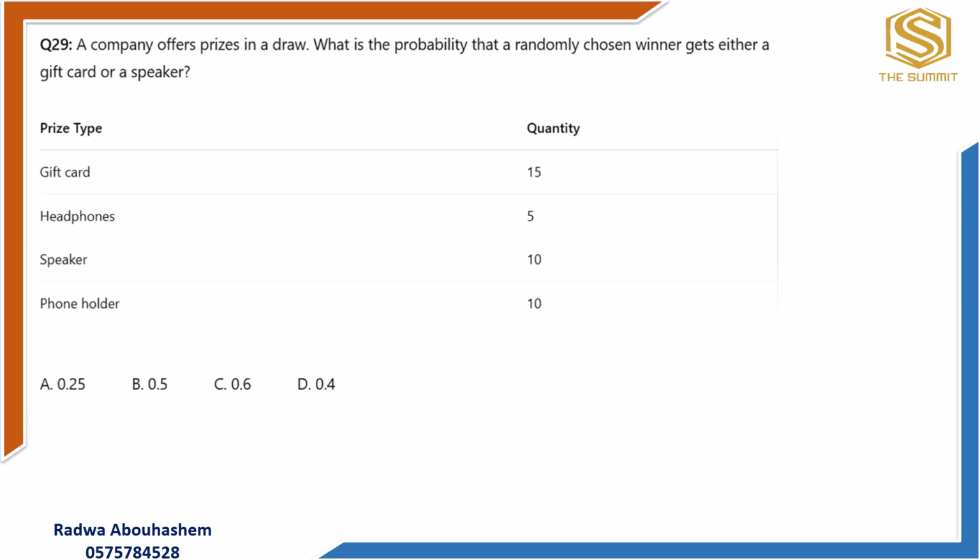A company offers a prize in a draw. What is the probability that a randomly chosen winner gets either a gift card or a speaker? Okay, so here the total is 15 plus 5 plus 10 plus 10, so this is 40. This is the total. And it's telling me to either get a gift card or a speaker, so it's 25 over 40. So it would be 5 over 8.